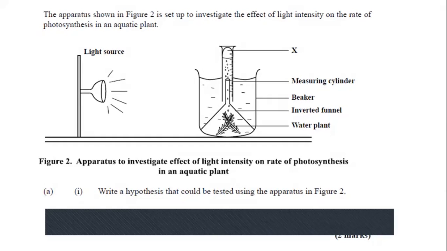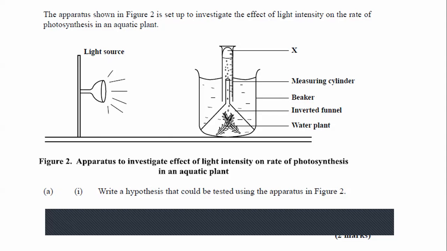All right, very good. So if light intensity increases, then the rate of photosynthesis will also increase. When exposed to greater intensity of light, photosynthesis will increase. If you are comfortable with if-then statements, then that's fine. If the light intensity increases, then the rate of photosynthesis will also increase.